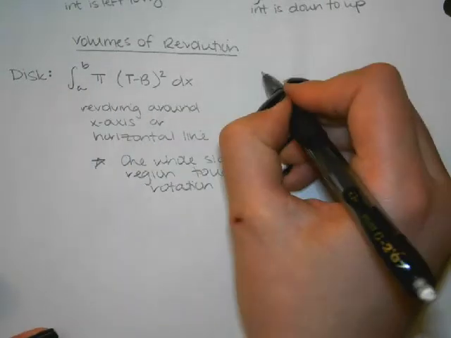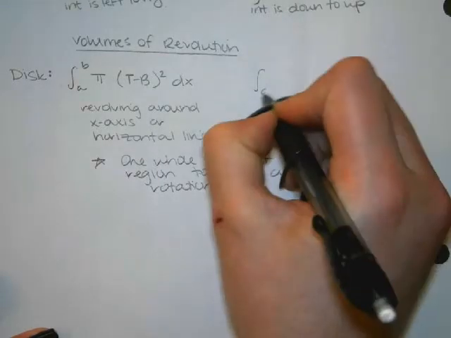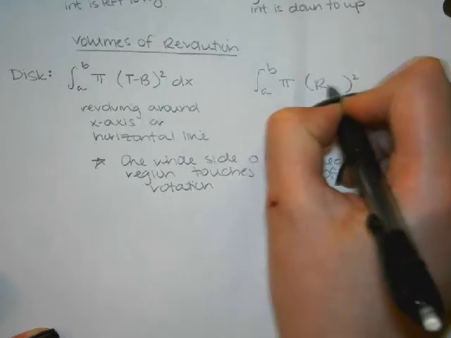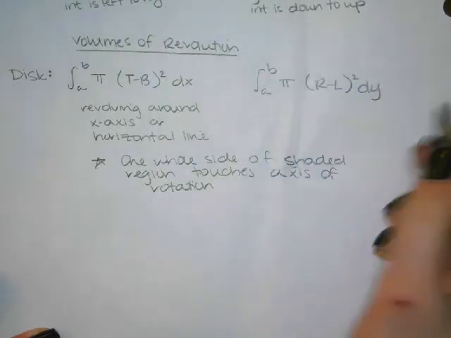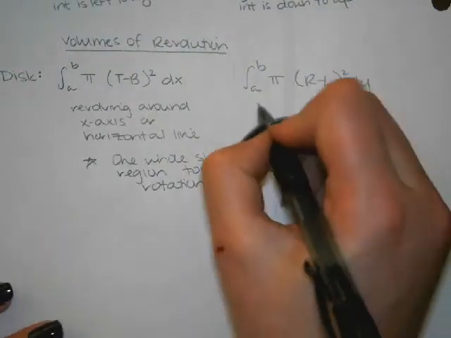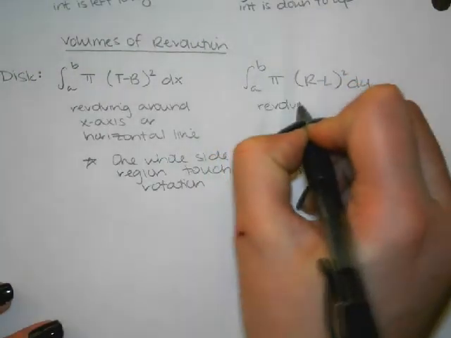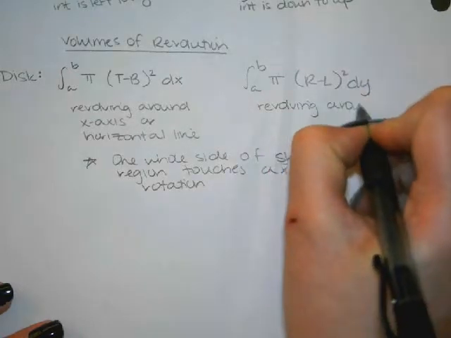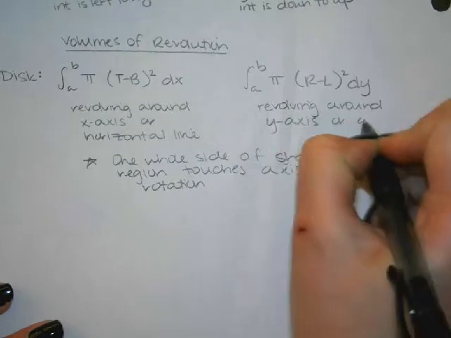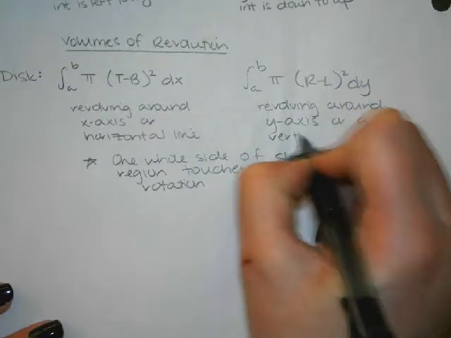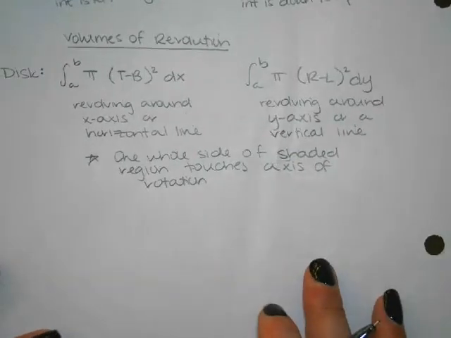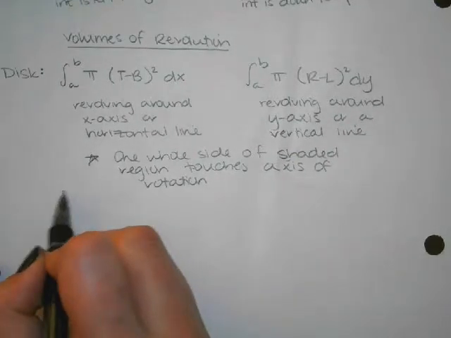All right, so if we're in terms of y, that would be the integral from a to b of pi r squared, and this is right minus left dy. And how do we know if it should be in terms of y? It's rotating around the y-axis. Yeah, revolving around the y-axis or a vertical line. Okay, so that's the disk method.